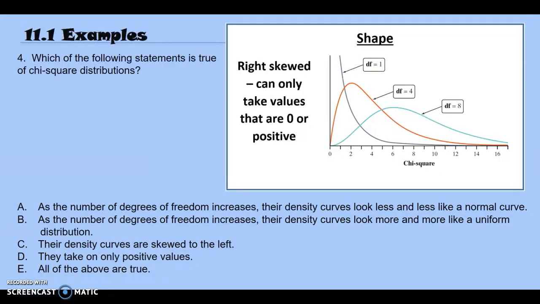For number 4, this one's looking at which of the following statements is true about a chi-square distribution. Well, if you go back to your reading, chi-squared is looking at right-skewed data, and if we have right-skewed data, that means that the answer will be D. We are only taking on positive values.